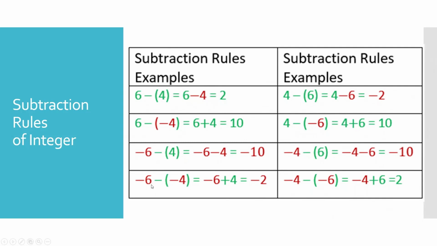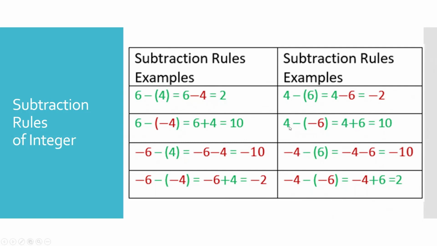Next example, minus 6 minus minus 4. So here you see minus 6, and this minus and minus, if you multiply, will be plus 4. So minus 6 plus 4 will be minus 2, because you see the greater number is negative. On the right side, there are also four examples, like 4 minus 6. So what will happen? Minus, if you multiply this plus 6, it will be minus 6. So 4 minus 6 will be minus 2.